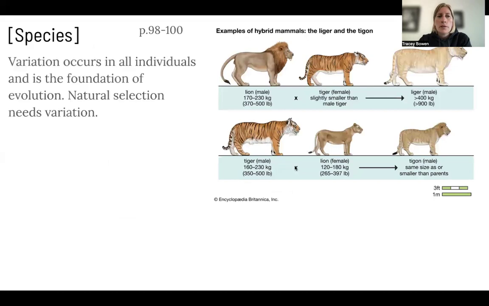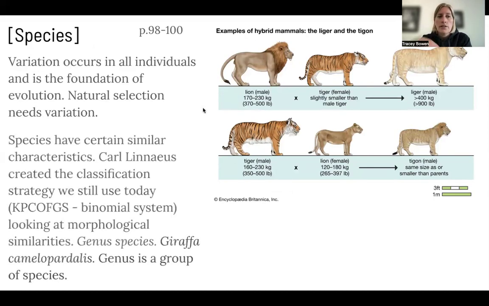So species: variation occurs in all individuals, and this is a foundation of evolution. Natural selection needs variation. And species have similar characteristics. Carl Linnaeus created the classification strategy that we still use today, the kingdom, phylum, class, order, family, genus, species, binomial system. And he did that using morphological characteristics, so physical characteristics, because DNA mapping was obviously not a thing then.